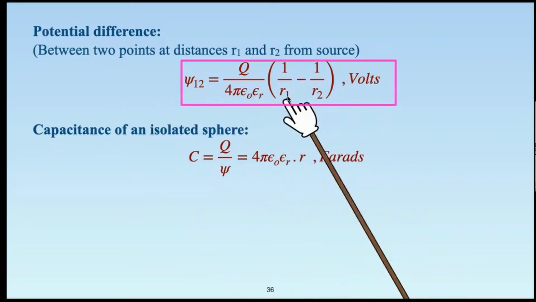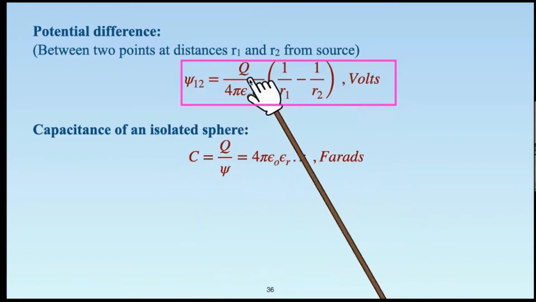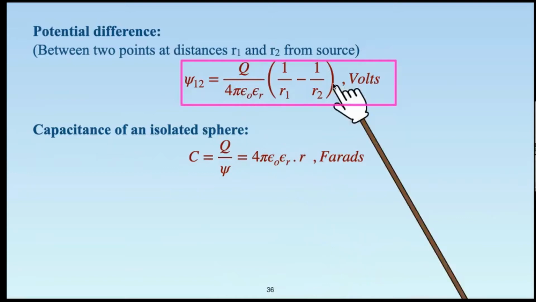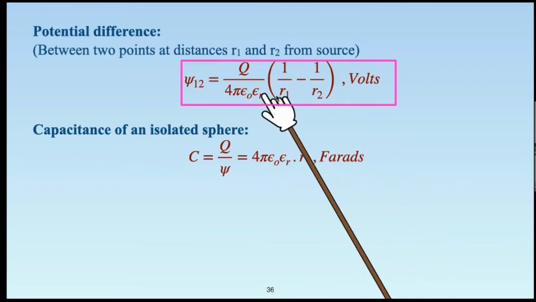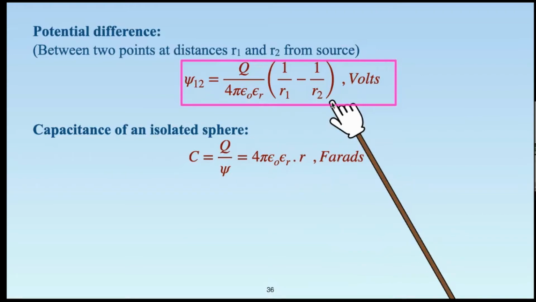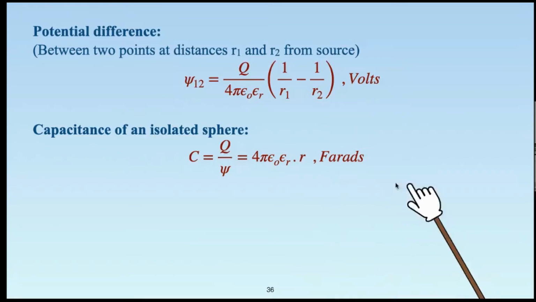This is the absolute potential at point R1, and similarly, this term multiplied by 1 by R2 is the absolute potential at point R2. So the difference between R1 and R2 is basically V1 minus V2. This is a very simple equation. Let us now check with the next.